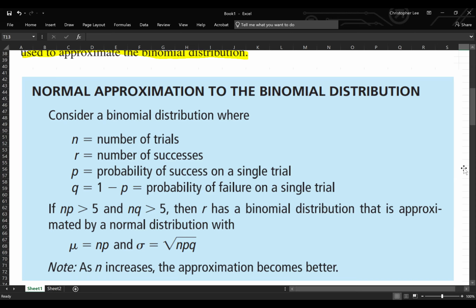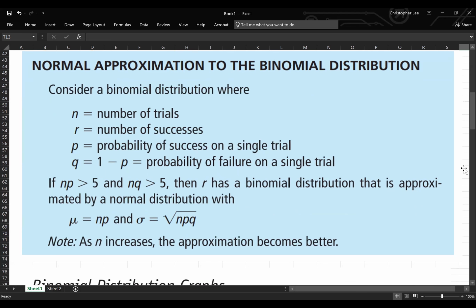If n times p is greater than 5 and n times q is greater than 5, then R has a binomial distribution that is approximated by the normal distribution with mu equal to n times p and sigma equal to the square root of n times p times q. Note, as n increases, the approximation becomes better, all right?